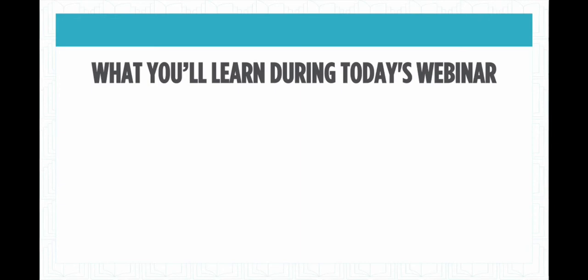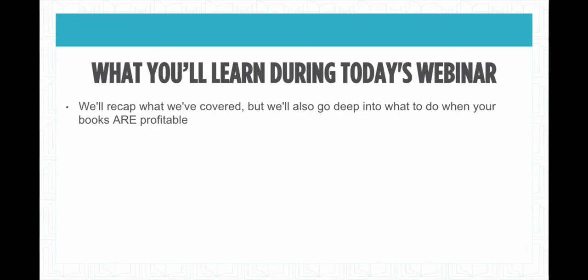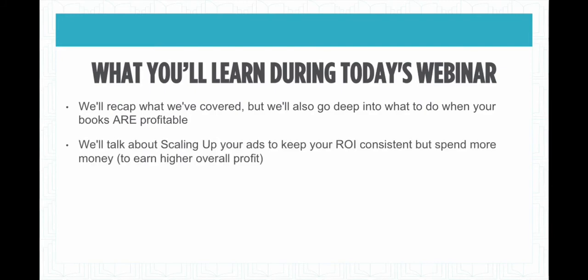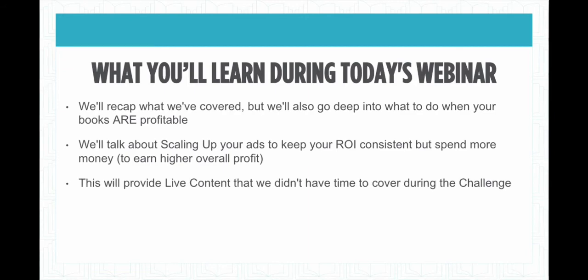And here's what you're going to learn during today's webinar at 3 p.m. Eastern. We're going to recap some of the things from the challenge, but we're also going to go deep into what to do when your books are profitable. We'll talk about scaling up your ads. And scaling up is essentially keeping your return consistent while spending more money in an effort to earn higher overall profit. If that's something you're interested in, you will want to be there. This is going to be live content that we did not have time to cover during the challenge. So I hope you can make it.